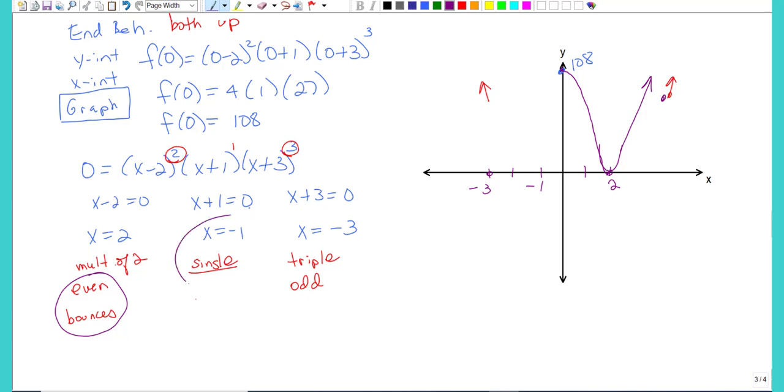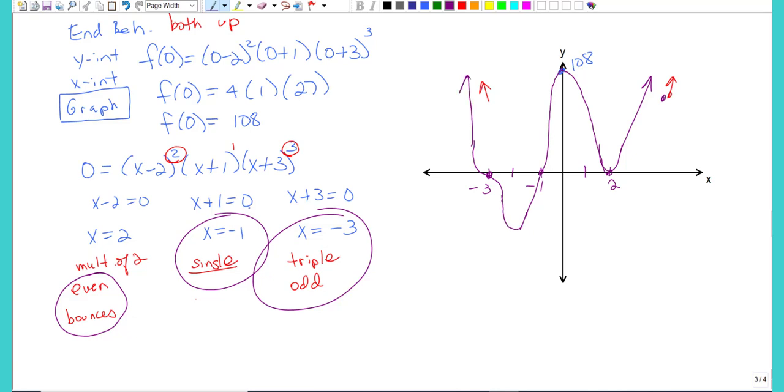Then we've got negative 1. Well, it's a single, so it's going to come on down and just pass through. It's not going to bounce, not going to squiggle. And then it's got to go from where you are down here to up here, passing through negative 3. So it's going to be down and then up. So let's just kind of connect those dots. It's not pretty, but I've shown that here are my intercepts, and I've got the end behavior right, and I know how it behaves at the x-intercepts, and that's what I'm looking for.